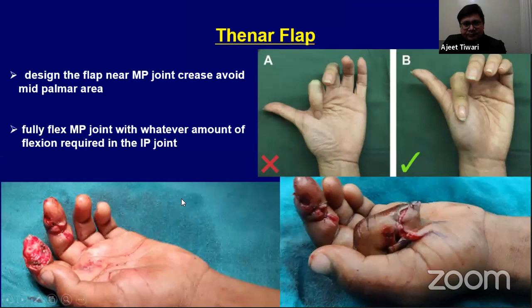The thenar flap is also a good option. This is a random pattern flap to cover the volar oblique defect. The design of the flap should be near the MP joint, avoiding the mid palmar area. It should not be on this area. The important thing is that it should be in the thinner area. It should not be proximal, because if you harvest from this area, the patient will develop first web space contracture.